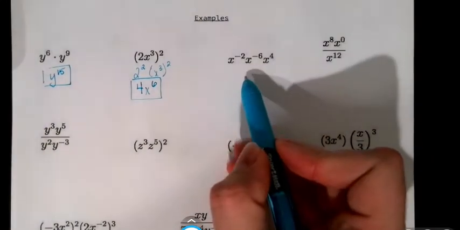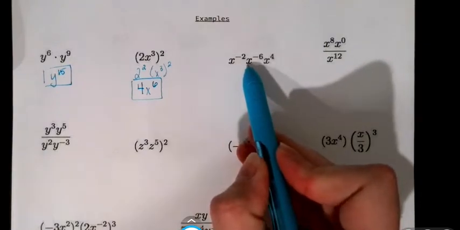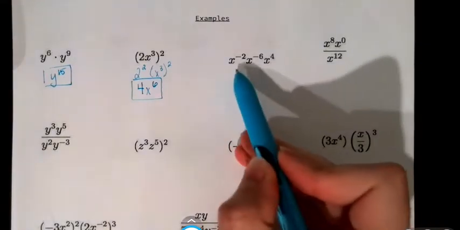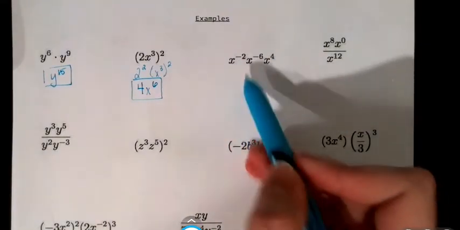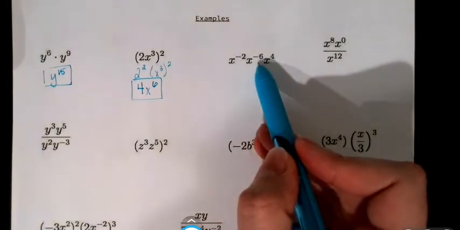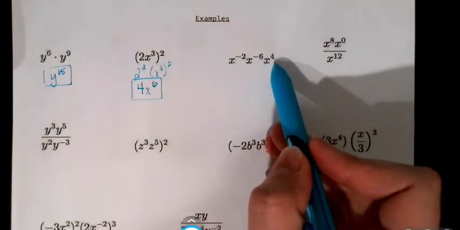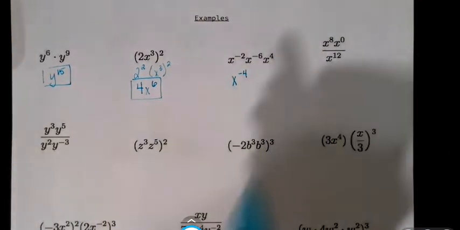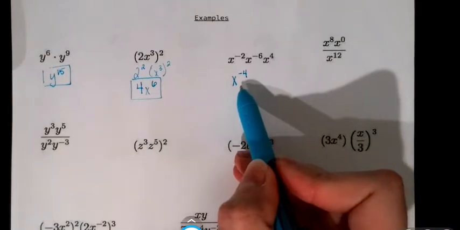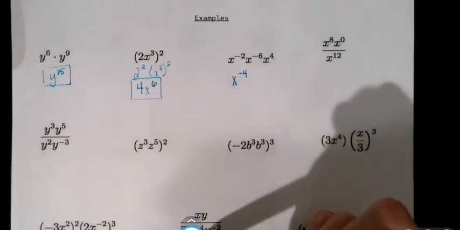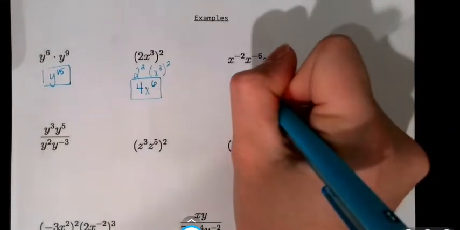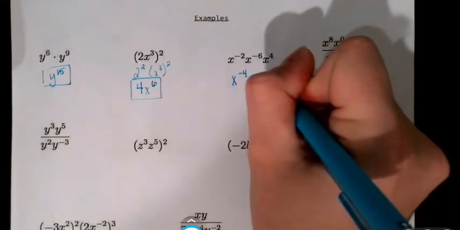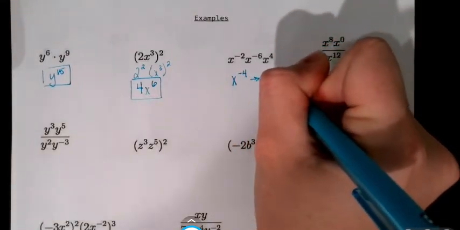The third one, I noticed that I have the same base for all of them, and so I want to add all of my exponents. So negative 2 plus negative 6 is negative 8. Negative 8 plus 4 is negative 4. So I have x to the negative 4th. Now, I'm not done because I never leave a negative exponent in my simplified answer. So I can rewrite this as 1 over x to the 4th.